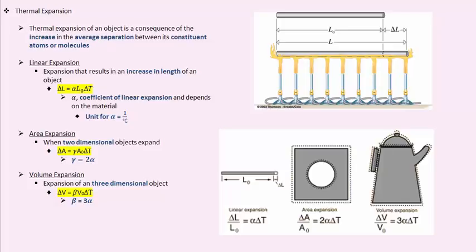Volume expansion occurs when we have an expansion of a three-dimensional object, and we can calculate our change in volume by taking beta, which is equivalent to 3 times our coefficient of linear expansion, multiplied by our original volume times our change in temperature.